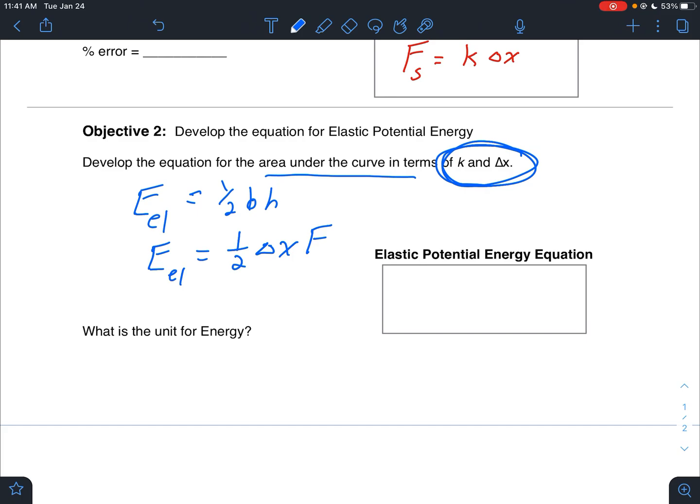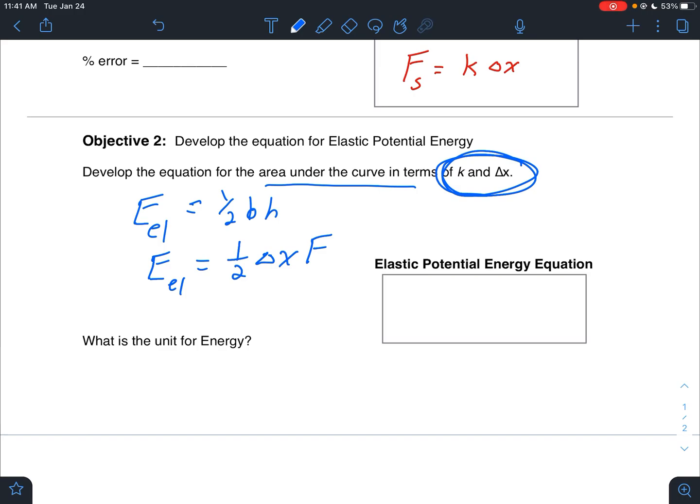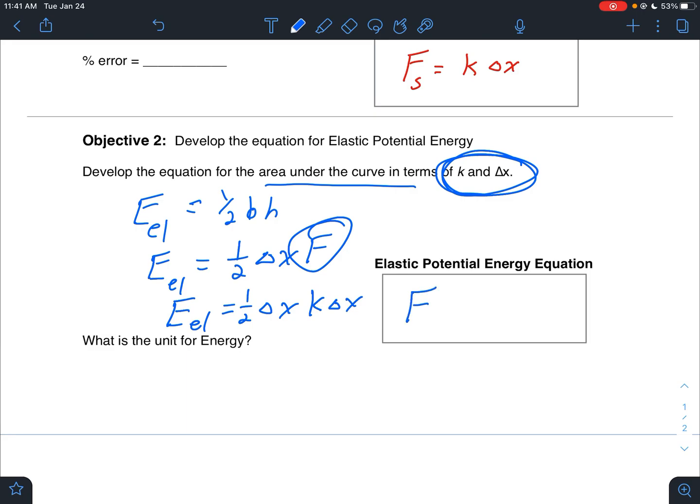So we're going to need to factor out the force. Using our Hooke's Law equation that we developed in the first part, we're going to substitute that in for the force. So we have 1/2 delta x, and then for this force, we're going to plug in k delta x. And then we can combine like terms, and that becomes our equation for elastic potential energy, where delta x is squared.